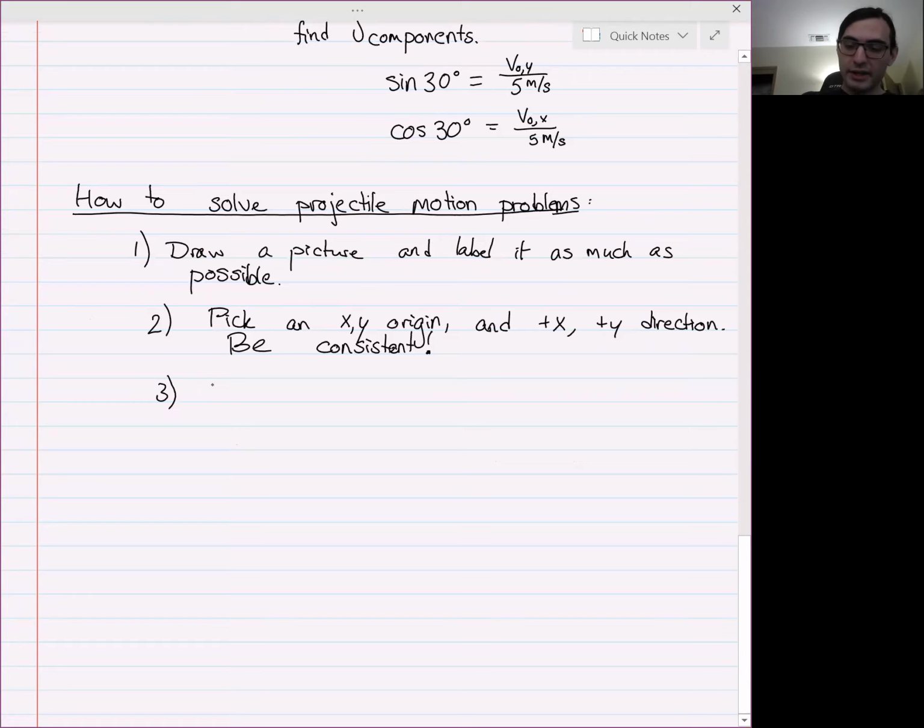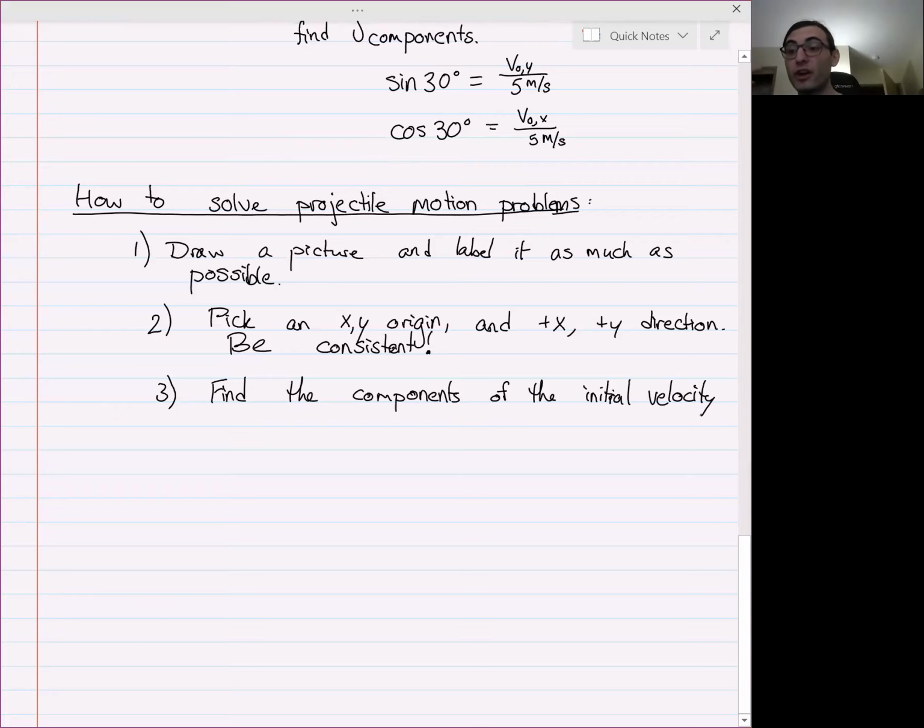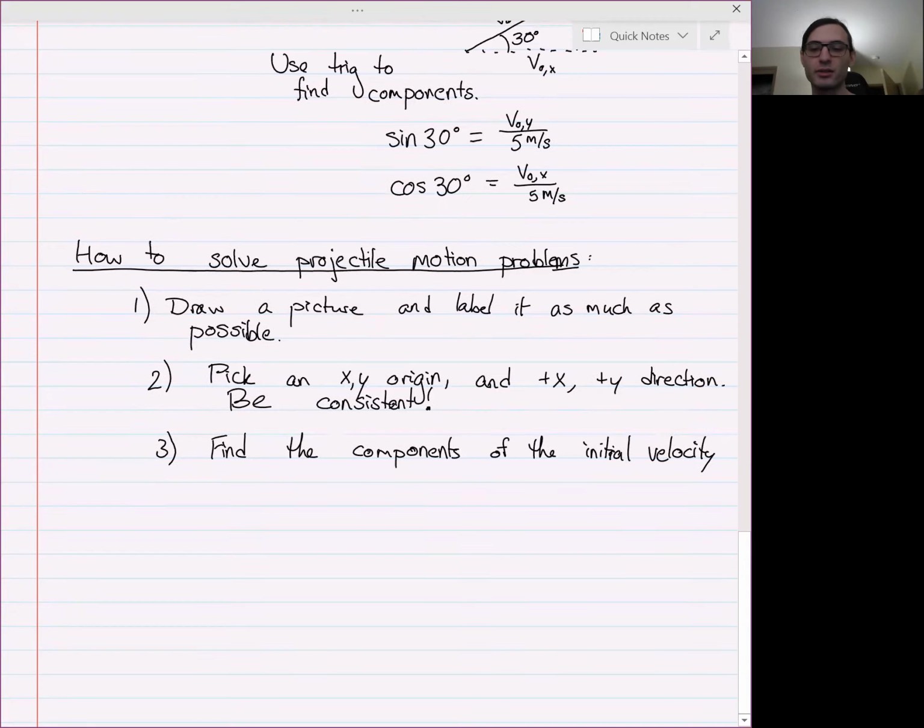Step 3. Find the components of the initial velocity. Now, sometimes this means that your components of the initial velocity will be variables. An example would be, a cannonball is fired at an angle 60 degrees above the horizontal and lands 500 meters away. What was the speed? Well, you'd have to use trig, but you don't know the actual length of the hypotenuse. That's going to be a variable, but you're still going to want to write v naught x.